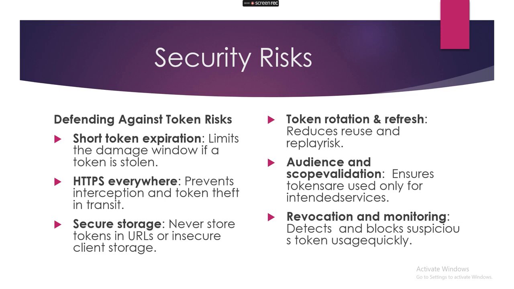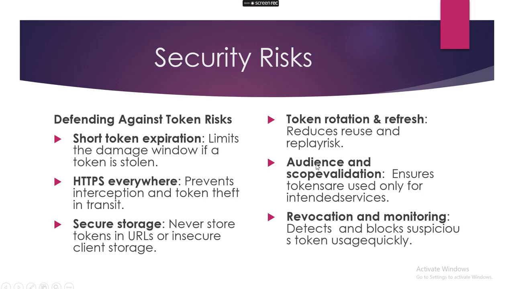You also want to defend against this token risk by shortening the expiration. They spoke about that. And you also want to use HTTPS everywhere to prevent interception and token theft in transit. Again, that's kind of clear. So secure storage, I've spoken about that. Never store tokens in URLs; use secure client storage. Again, you want to store them in a very safe place. So token rotation and refresh reduces reuse. Again, I've spoken about token rotation, refresh, and replay risk. So if you refresh a token, someone cannot take your expired token and try to reuse it.